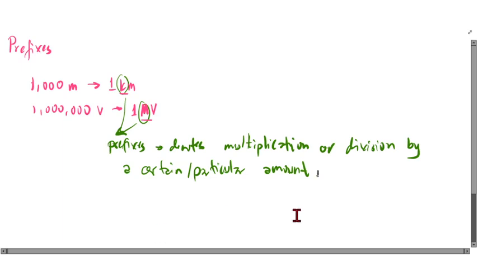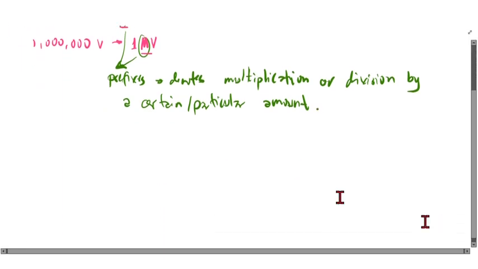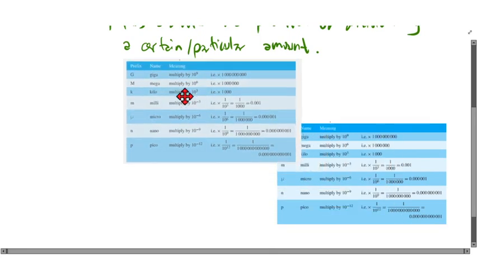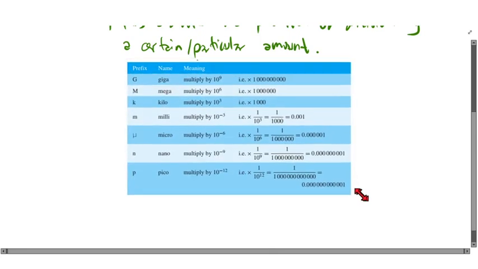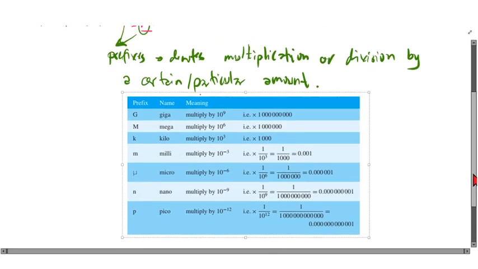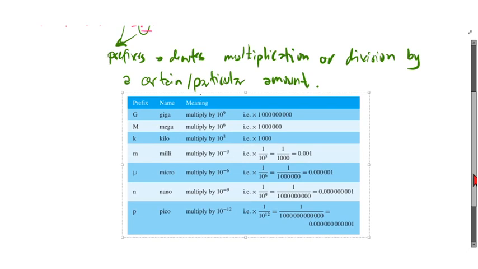So these are the commonly used prefixes in our study of engineering. Of course, there are many prefixes. It goes up to 10 to the power of 26, the last time I checked, and also 10 to the power of negative 26. But nonetheless, we'll be using the common prefixes, which are very commonly used in our study of engineering.